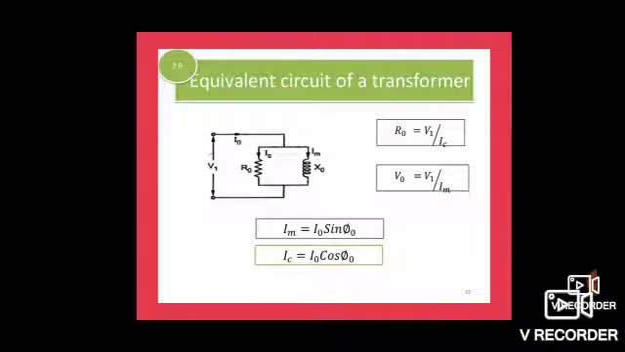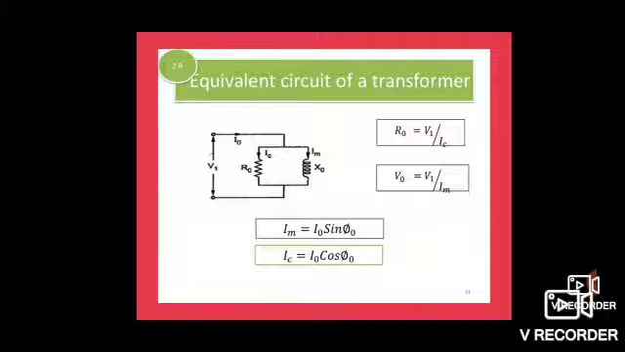Dear students, in this class we are going to discuss the equivalent circuit of a transformer. The diagram shows the equivalent circuit of a transformer on no load. The supply voltage is V1 and the no load current is I0, and IC is the working component current. It is also noted as IW or IC. IM is the magnetizing current.